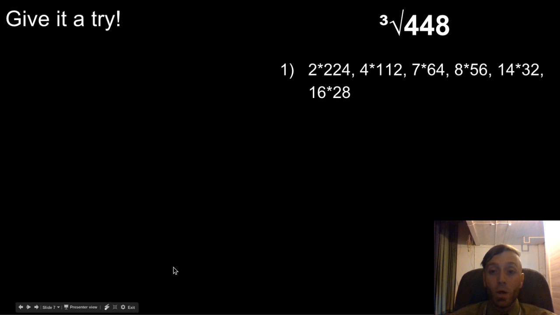Right, so you give it a try. What have I got? I've got the cube root of 448. I'm going to give you a moment to pause. Okay, so I still go through and show you all the steps for these.